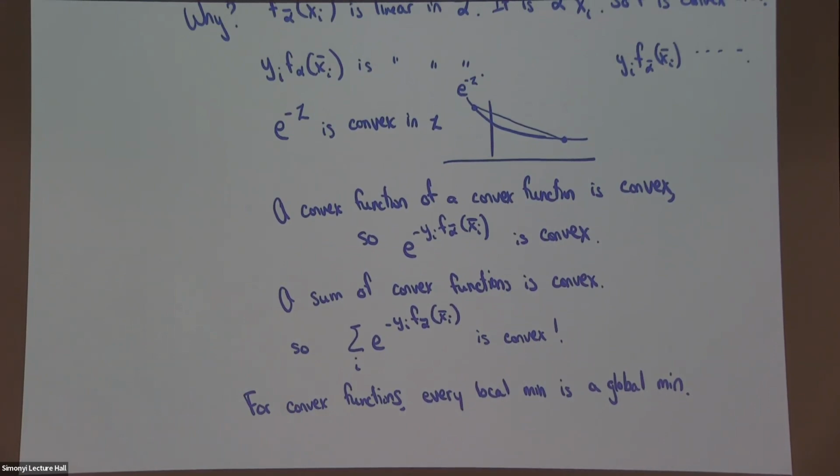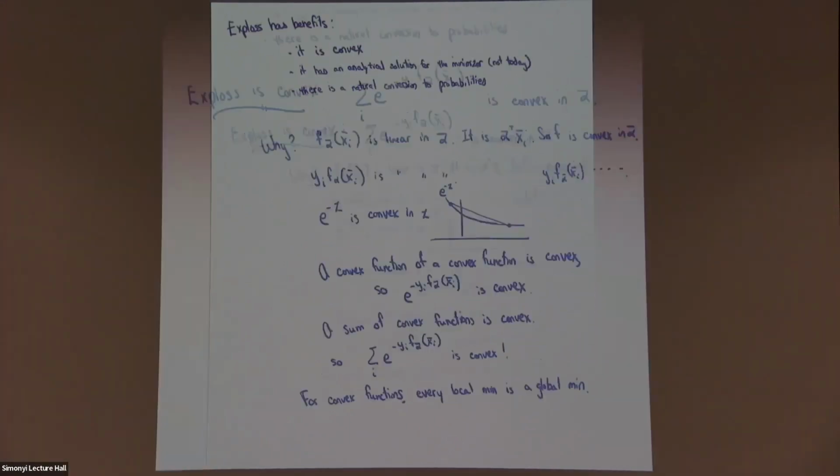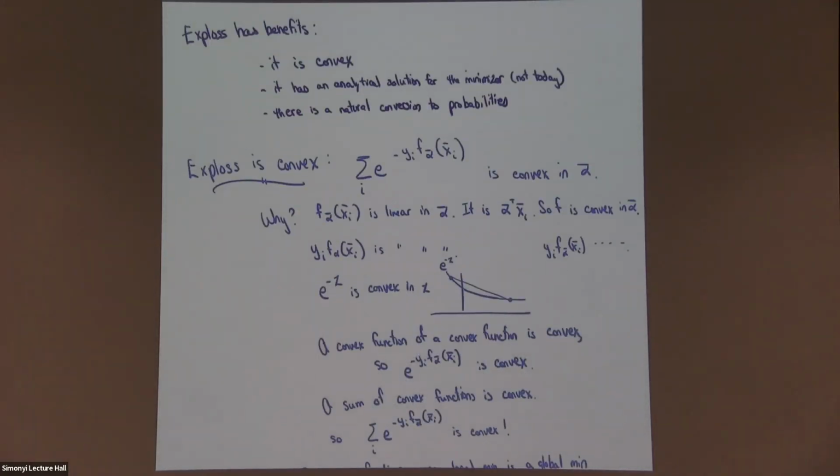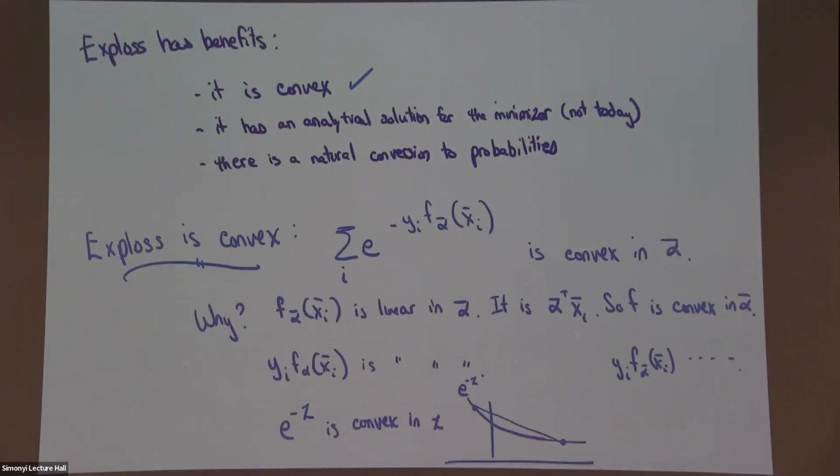Cool. So I'll give you a second to check that over. I can make this document available, right? Please do. Okay, so this one's done. The next thing I want to do is prove that there's a natural conversion from the exponential loss to probabilities.